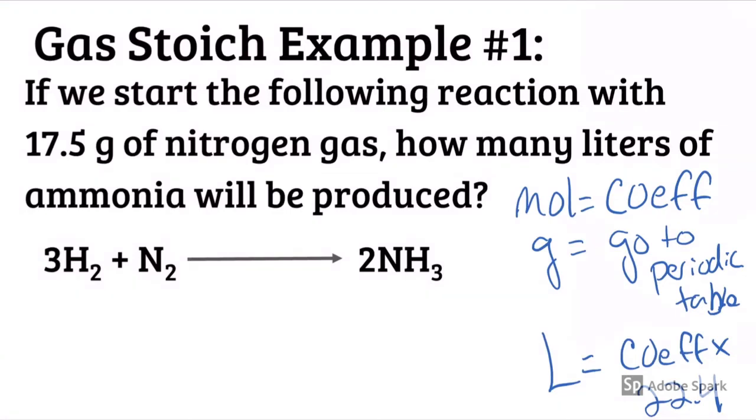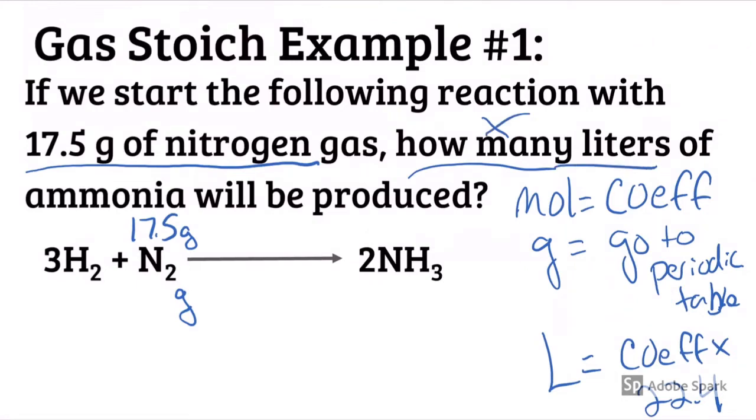Okay, so don't forget, things from the question go on top of the equation. So I have 17.5 grams of nitrogen gas. So I found nitrogen, 17.5 grams. Grams on top is grams on bottom. How many liters, so X, of ammonia will be produced? So here's my ammonia, X liters. Liters on top is liters on the bottom.